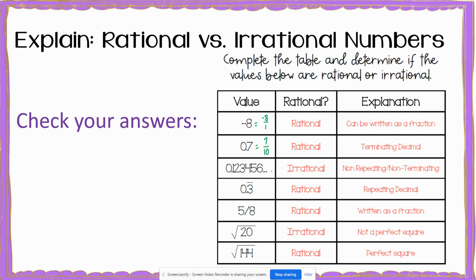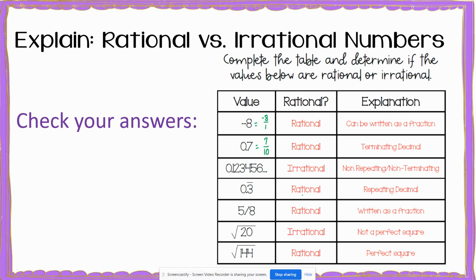0.123456 with dots behind it, those dots represent that this pattern continues. However, it does not in this case show that anything is repeating. Because it doesn't show that any of these numbers repeat and those dots indicate that it goes on forever, this would be considered an irrational number. So it does not repeat, it does not terminate, which means it actually cannot be written as a fraction. So it is irrational.